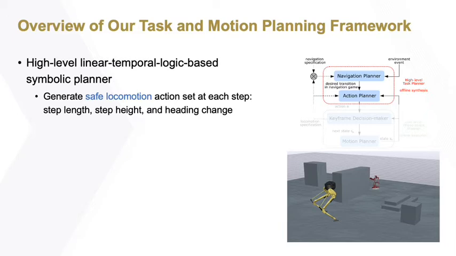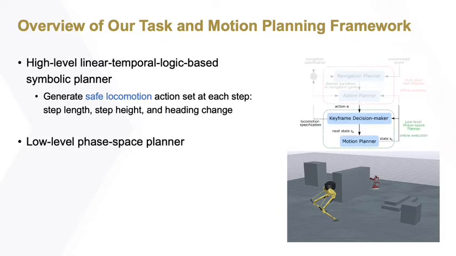At each walking step, a high-level temporal logic-based planner evaluates the robot and environment state and determines a safe action set to achieve the planner's navigation goals. To generate feasible motions, we have designed a low-level phase-based planner. This planner consists of two subplanners.